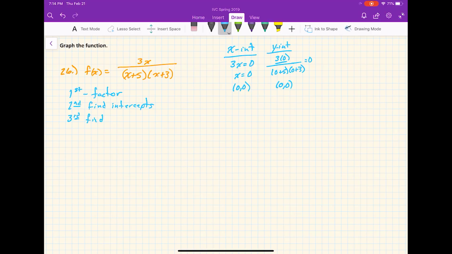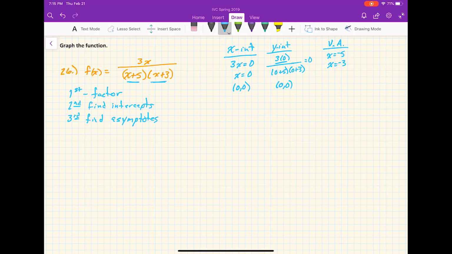So third, we need to find all the asymptotes. Vertical asymptotes, the way we find those, as we saw earlier, is we look at just the denominator and find our zeros. So here we've got x = -5 and x = -3.